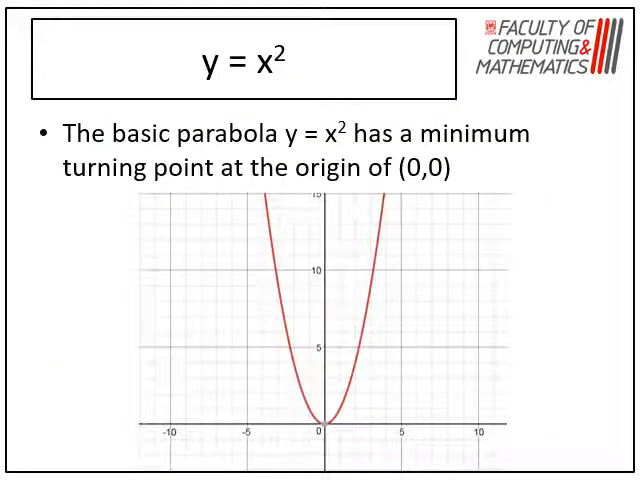Now, if you think about the basic parabola, it is going to have the equation y is equal to x squared. So no plus or minus a constant at the end. That y equals x squared has got a minimum turning point that sits right on the origin here.